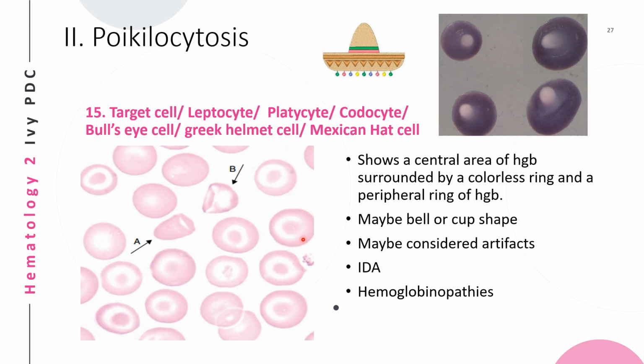Sometimes it may be a bell shape or a cup shape. That's why it has other different names. Also, it's not always pathologic because sometimes it may only be considered as an artifact. This may be seen pathologically in IDA or iron deficiency anemia and other hemoglobinopathies.